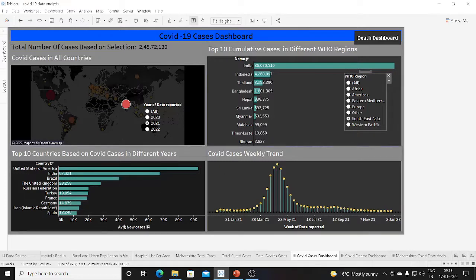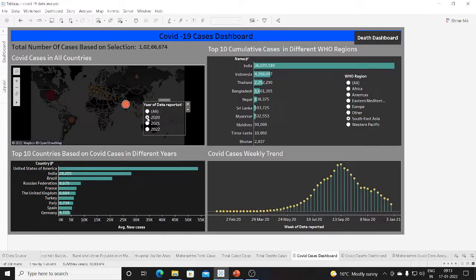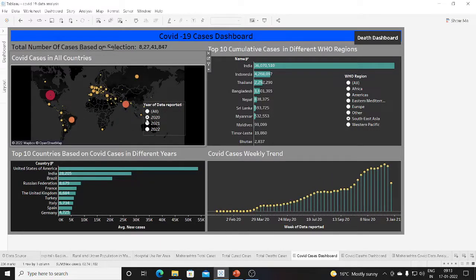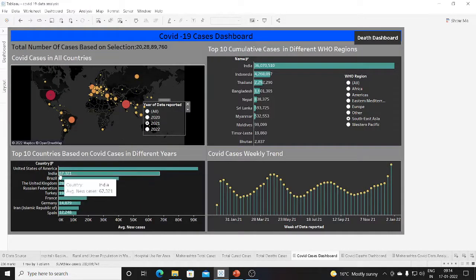Right. Now here I have shown the top 10 countries based on COVID cases in different years. If I talk about 2020, let me deselect it here. So in the case of 2020, you can see the top 10 COVID cases. In 2020, America is in the first position, India in the second, and Brazil in the third. I have shown the top 10 countries in 2021 also. India is again in the second position, and the United States of America again in the first position.